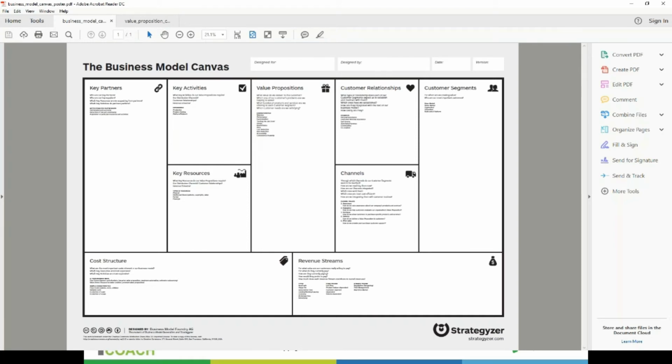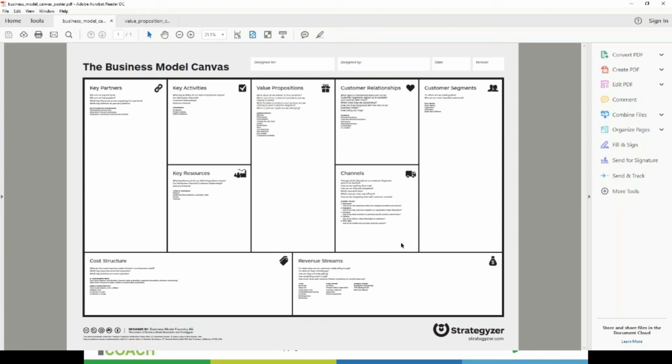The third building block is channels. This really has to do with the channels associated with how you're promoting your product, how you acquire customers, how you support customers, how you sell product, how you provide post-purchase support. So there might be multiple different types of channels based on the business model.